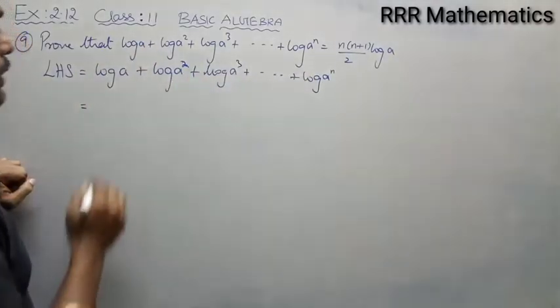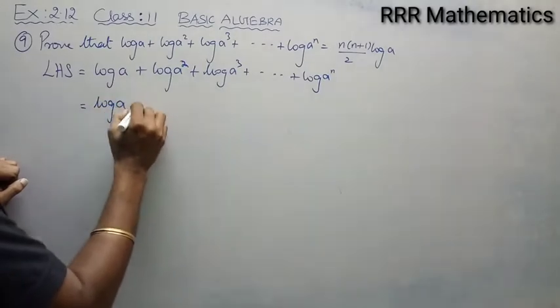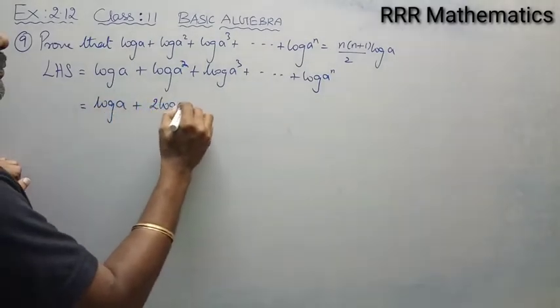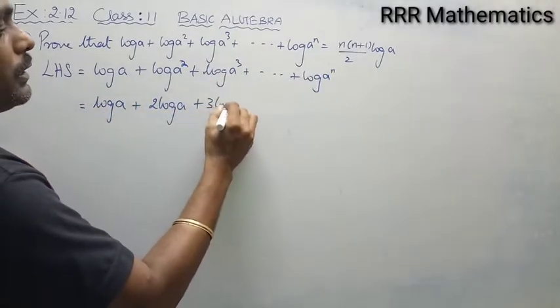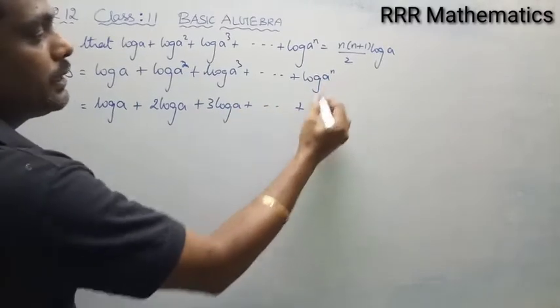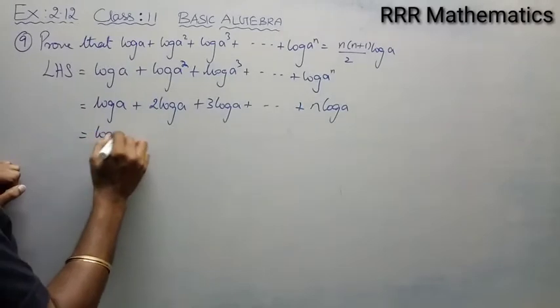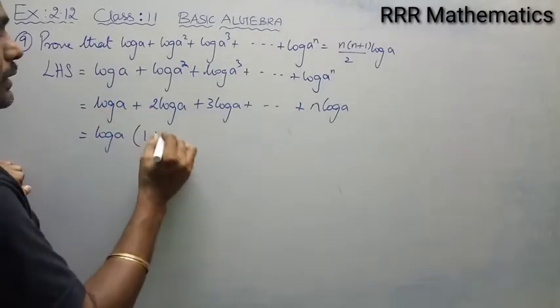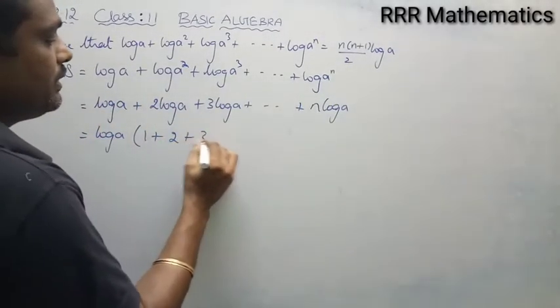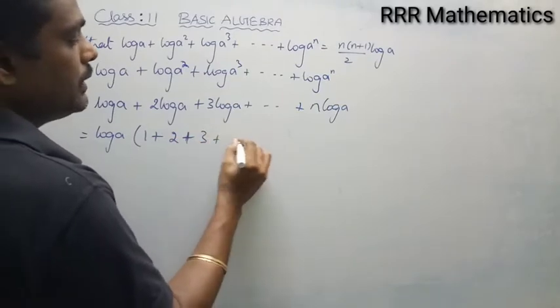I have power everywhere. So this is log a. This will be 2 log a. Using power rule, it will be 3 log a, etc. It will be n times log a. I can take log a as common. It will be 1, it will be 2, it will be 3. When you take log a common, etc.